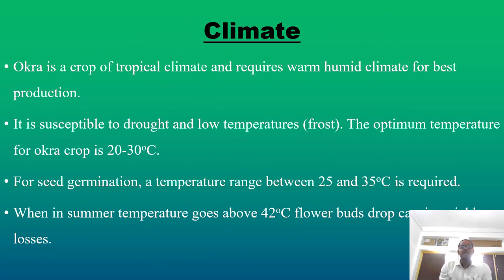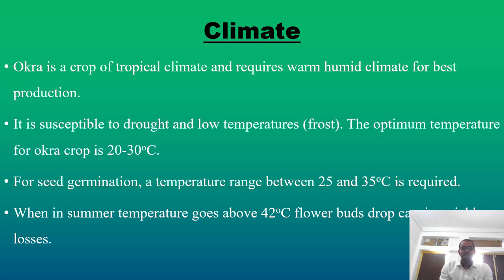Now coming to the climatic requirement of okra crop. As we all know, okra requires a tropical climate, and there is also a requirement of warm and humid climate for successful production. Okra suffers in adverse conditions like drought and low temperature. The optimum temperature for okra cultivation is around 20 to 30 degrees centigrade.